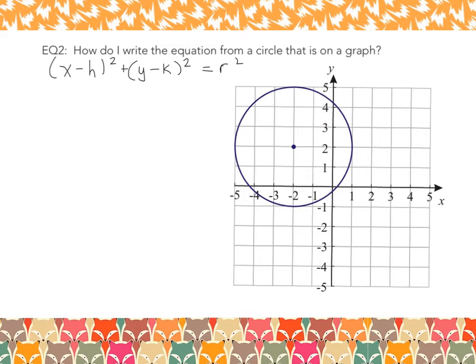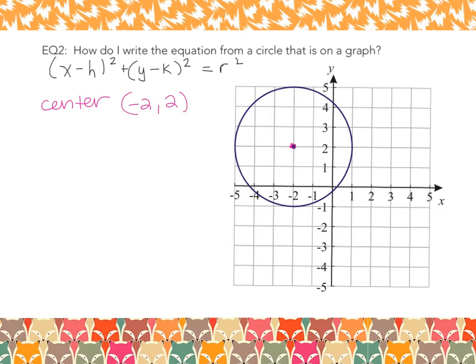Our next essential question is how do I write the equation of a circle in center-radius form if that circle is on a graph? So again, I've written our center-radius form up here at the top of the page, and we're going to take a look at this circle. We only need the center and the radius to write the equation. So let's first look at the circle and identify the center. The center of the circle is right here at the ordered pair negative 2, comma 2.